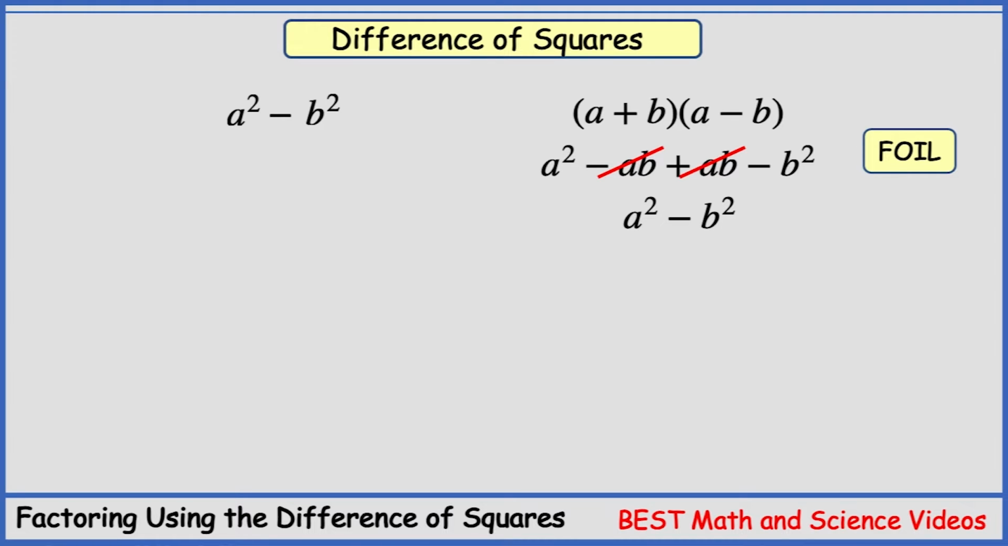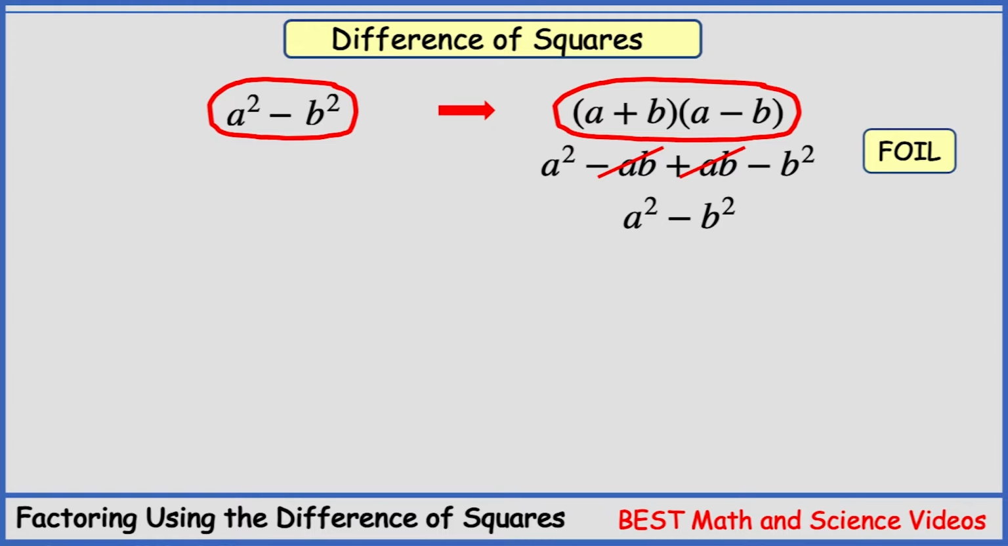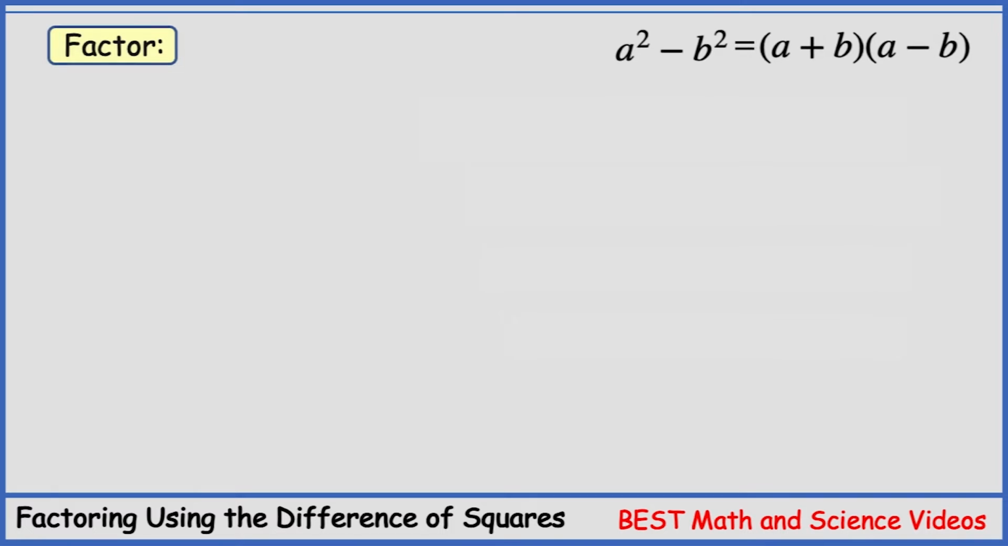This shows that if you have an expression of the form a squared minus b squared, then you can just write the answer as a plus b times a minus b. It's that simple. The trick is just identifying what a and b are. Let's look at some examples.